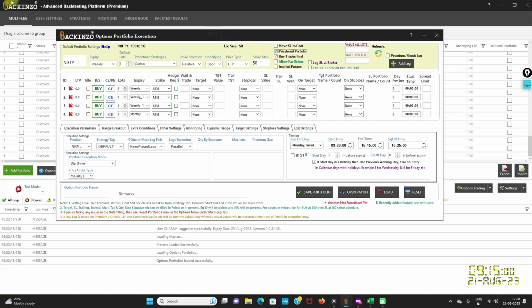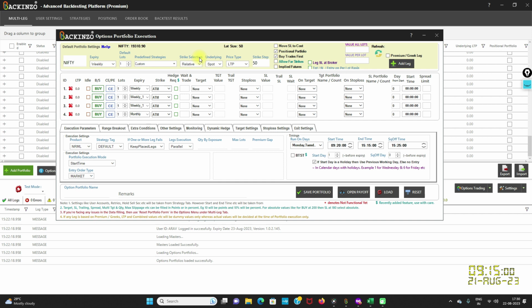Please note, a FinNifty positional portfolio cannot be tested with any other positional portfolio of, let's say, Nifty, Bank Nifty, or any stock options, let's say Reliance. So always test the FinNifty positional portfolio separately from other portfolios such as Nifty, Bank Nifty, Reliance, etc. Now let us move forward and understand how to create a positional portfolio.